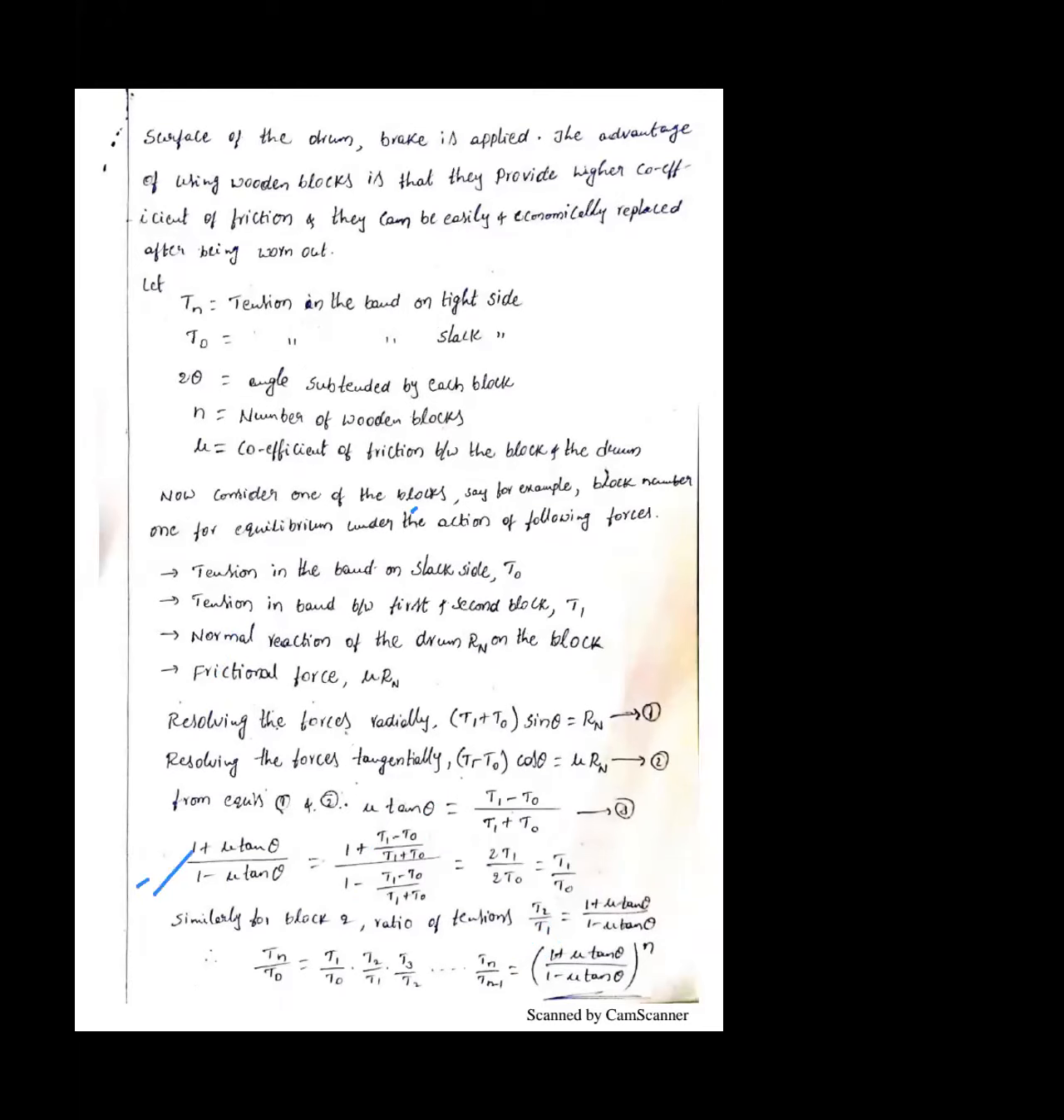When they calculate the value 1 plus mu tan theta by 1 minus mu tan theta, they substitute the mu tan theta value in this equation. So 1 plus T1 minus T naught by T1 plus T naught, and the denominator is 1 minus T1 minus T naught by T1 plus T naught. When we solve this equation, we get 2T1 by 2T naught, which equals T1 by T naught. So 1 plus mu tan theta by 1 minus mu tan theta will also come to T1 by T naught.